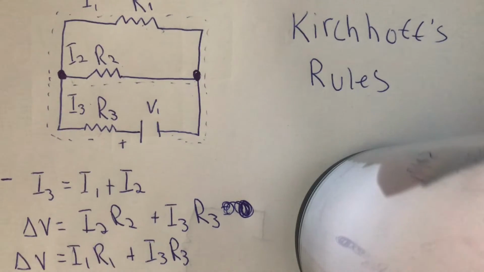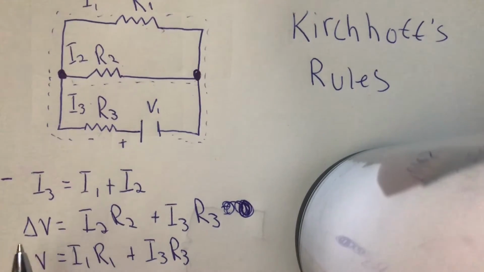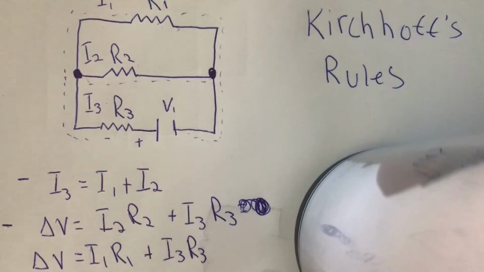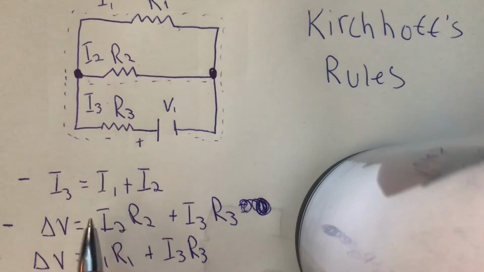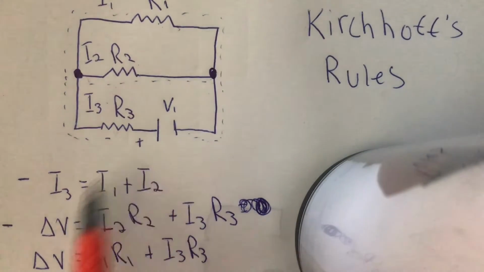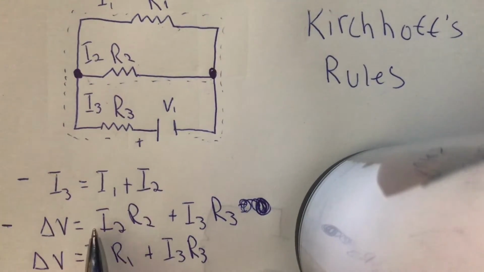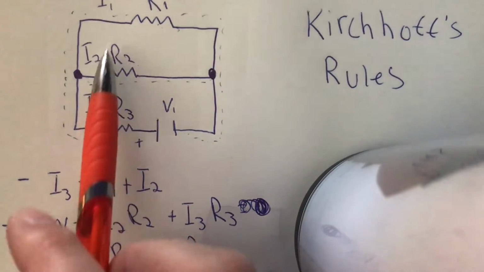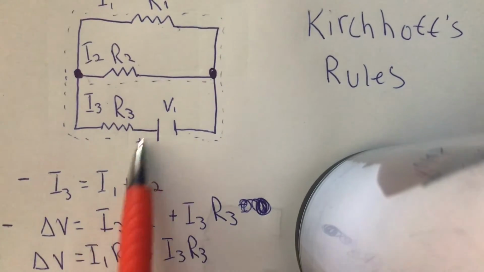Okay, the next equation is kind of going to be like the equation that represents the whole circuit. Now there's multiple equations you can make for this part, and I'll give you an example. So the first equation right here, which is the equation I chose to use, is saying that our voltage delta V is equal to I2 R2 plus I3 R3. So we're saying this plus that is equal to your total voltage.